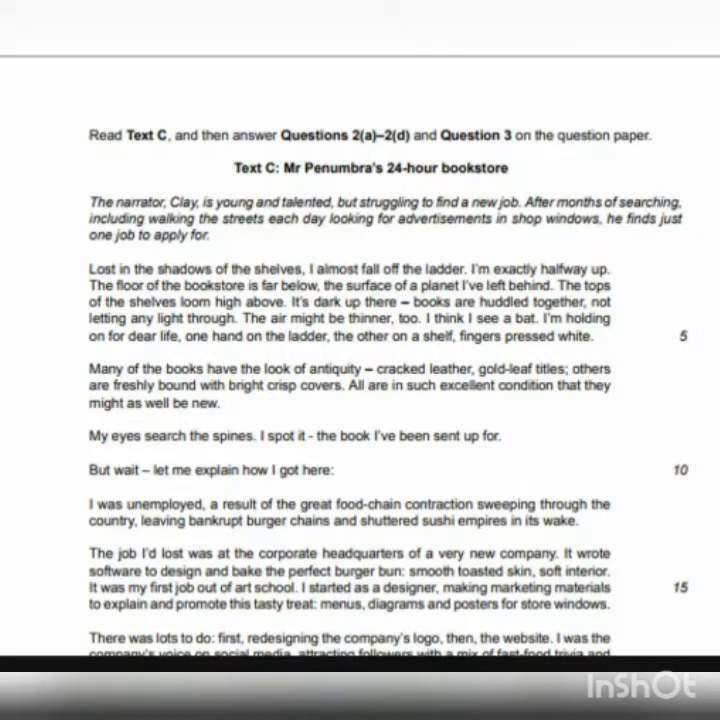Please read the paragraph, Rahul, loudly. Lost in the shadow of the shelves, I almost fall off the ladder. I'm exactly halfway up. The floor of the bookstore is far below the surface of the planet I've left behind. The tops of the shelves loom high above. It's dark up here. Books are huddled together, not letting any light through. The air might be thinner too. I think I see a bat. I'm holding on for dear life, and one hand on the ladder and the other on a shelf. Fingers pressed wide.